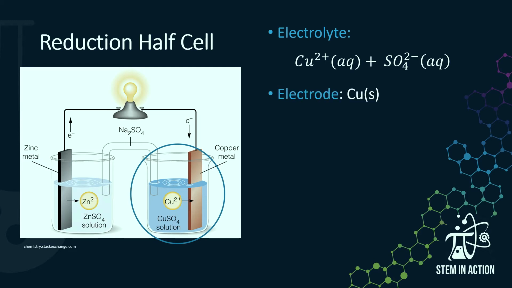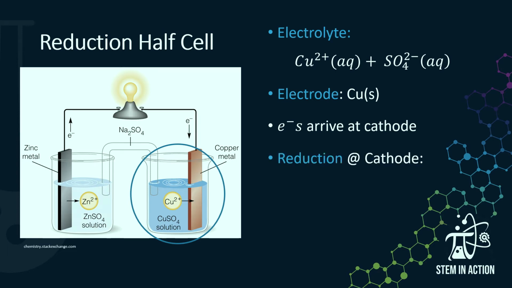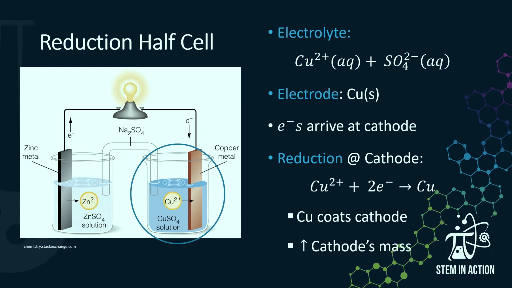The electrode in this half cell is a copper metal, or a copper electrode. As the electrons arrive from the oxidation half cell, through the external circuit, they arrive at this reduction half cell, and they actually reduce the copper 2 plus ions which are in solution. So again, reduction occurs at the cathode. So those copper 2 plus ions gain electrons through reduction and are reduced to copper metal. So this copper metal now actually coats the existing copper electrode, and so that cathode, or the electrode at which reduction occurs, gains in mass.